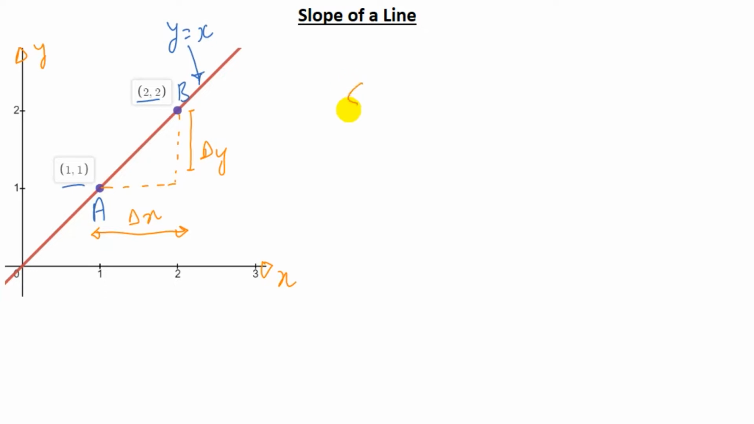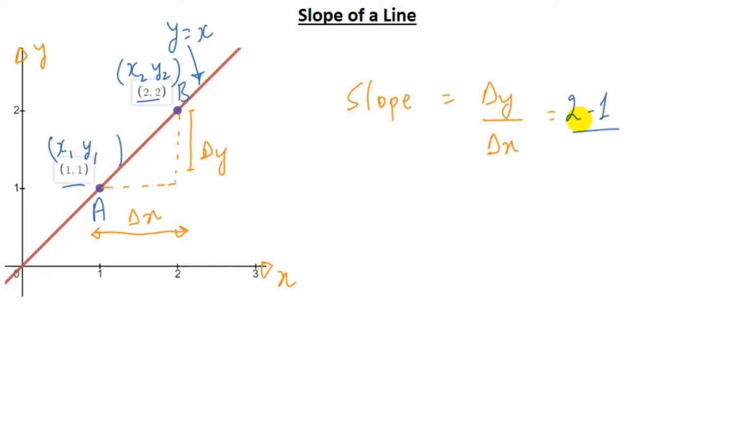Now slope is defined as rise over run. So rise is delta y and here this is delta x. So slope is defined as the ratio of delta y over delta x, the change in y coordinate over the change in x coordinate. So this is x1, y1 and here this is x2, y2. So the change in y coordinate would be y2 minus y1, that is 2 minus 1, divided by the change in x coordinate, which is also 2 minus 1. So slope would be 1.